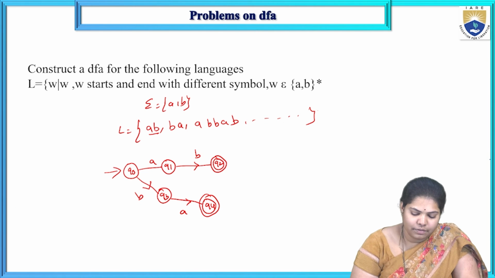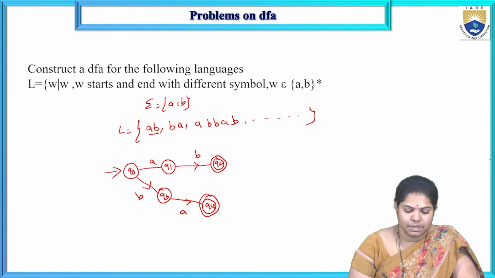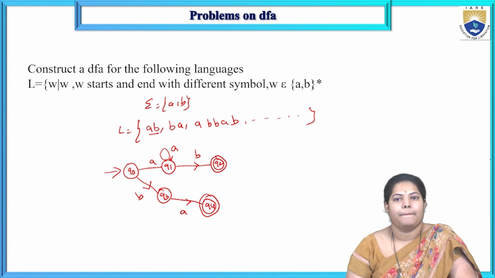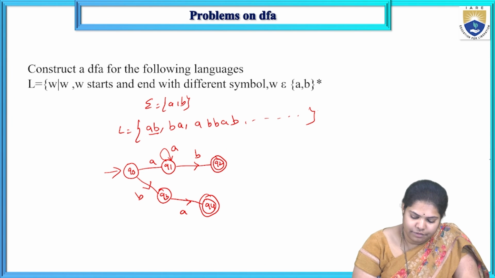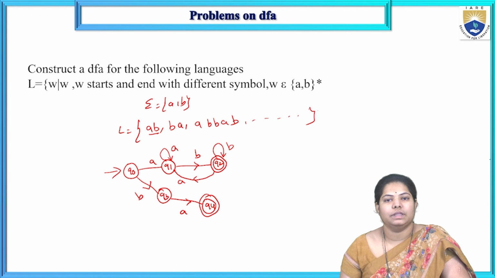So in between A and B, I can contain any number of A's and B's, but Q1 already contains B. So therefore, I can keep the A here. But next, in Q2, it can end with any number of B's, but if it gets any A's, it has to go back to the Q1 and always end with the B only. Always it should end with the B.